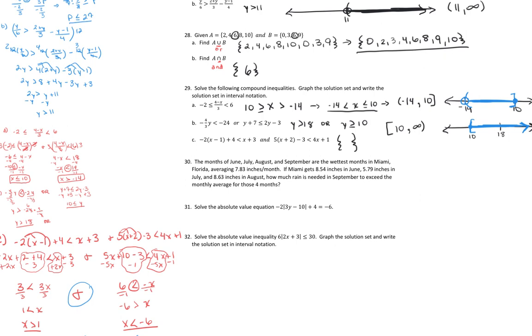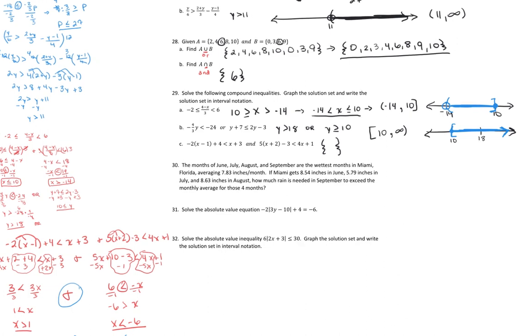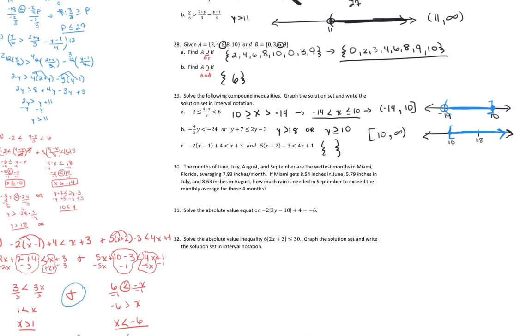Okay, now for number 30, I'm going to move this over to the side just a little bit. It says, the months of June, July, August, and September are the wettest months in Miami, Florida, averaging 7.83 inches a month. If Miami gets 8.54 inches in June, 5.79 inches in July, and 8.63 inches in August, how much rain is needed in September to exceed the monthly average for those 4 months?